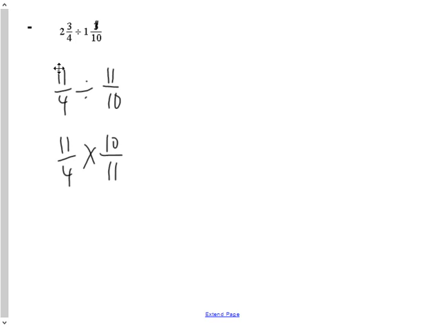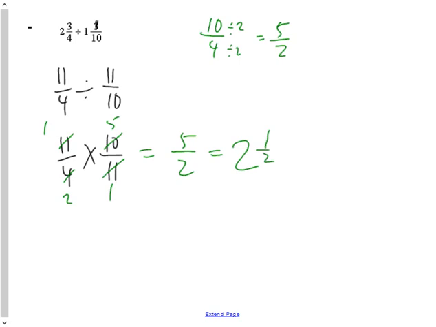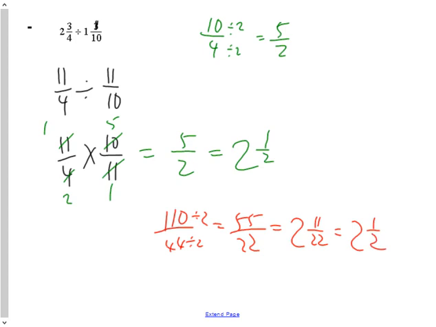When you cross reduce here, 11 over 11 will become 1 over 1. 10 over 4, if I think about 10 over 4, both are divisible by 2, giving me 5 over 2. Your answer would be 5 over 2, which is equal to 2.5. If you didn't cross reduce, you got 110 over 44. Both are divisible by 2. You get 55 over 22, which is 2, and 11 over 22, which is 2.5.